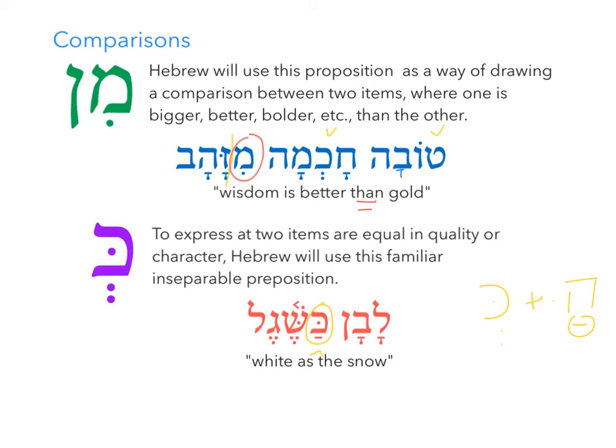So that's our tour through adjectives with a bit of a bonus item for some syntactical uses of our prepositions. I hope that was helpful. Now let's press on to the next topic.